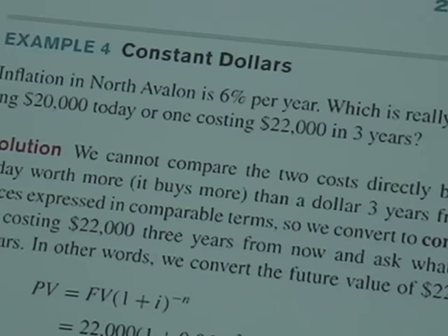Find the future value. Okay, yeah, exactly. So he said, find the future value of 20,000 based on 6% increase per year, right? And that will work, right? Except they don't do it that way, do they? Oh, they do it the other way.